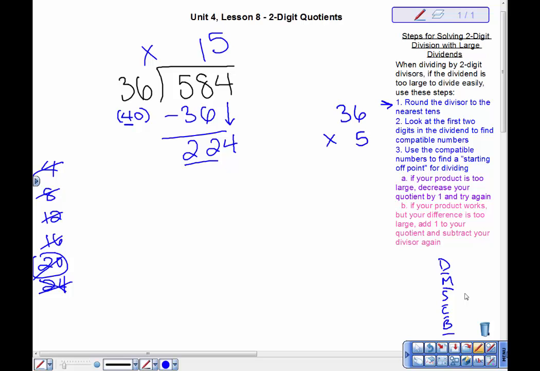We're going to write it over here. 5 times 6 is 30. Put down the 0, carry the 3. 5 times 3 is 15, plus 3 is 18. And I have 180. 180 absolutely works. That gives me a number that's smaller than 224, so I at least know that the 5 isn't too big. So now I'm going to subtract 180.